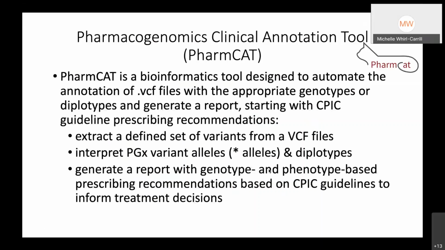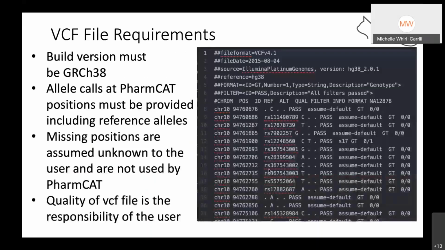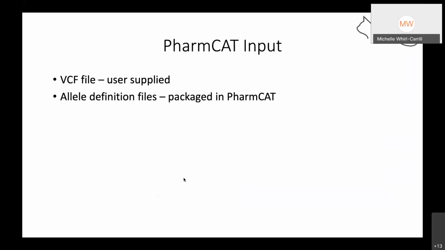So PharmCAT basically takes a VCF file in and issues a report out at the end with CPIC recommendations. You take the VCF file. This is an example of what a VCF file looks like. There are a lot of expectations for how this VCF file is formatted in PharmCAT. You can read all about it online.